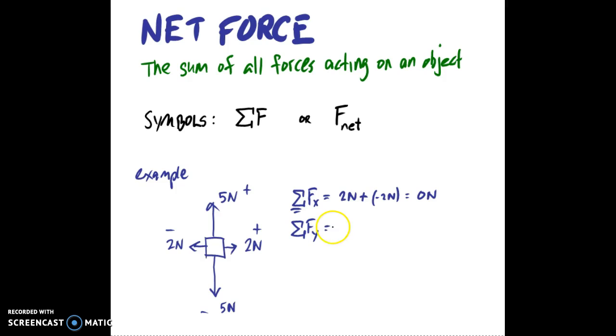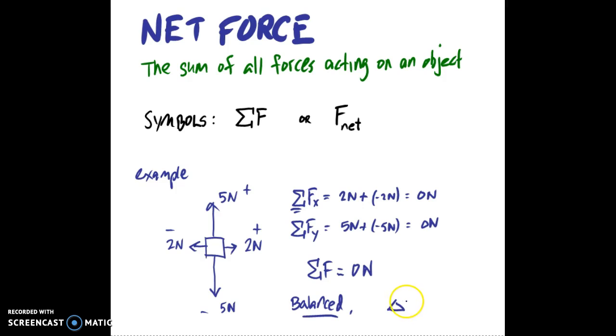And the vertical forces, we have 5 newtons up plus the 5 newtons down, which also equals 0 newtons. So therefore, overall, the sum of the forces on this object equals 0 newtons. Since the sum of the forces is 0, that means the forces are balanced, and delta velocity, the change in velocity, will be 0, meaning the velocity will stay the same.